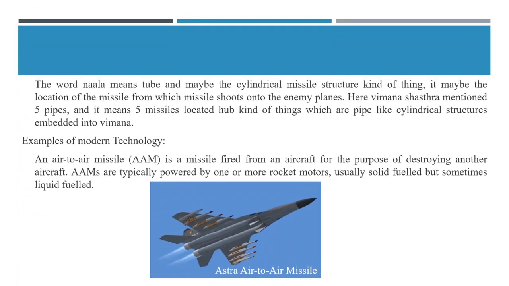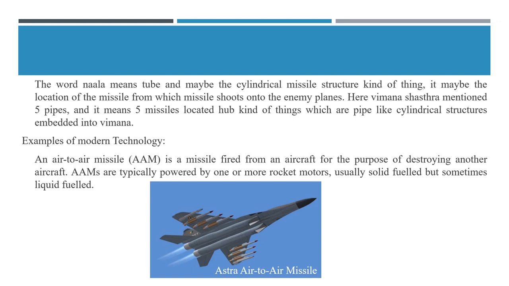So now let us see a modern day example. A little more description: the word nala means tube and cylindrical missile structure kind of thing. So it may be the location of the missile from which the missile shoots onto the enemy planes. Here Vimana Shastra mentioned 5 pipes, meaning 5 missiles located at the hub, which are pipe-like cylindrical structures embedded into the Vimana or aircraft.